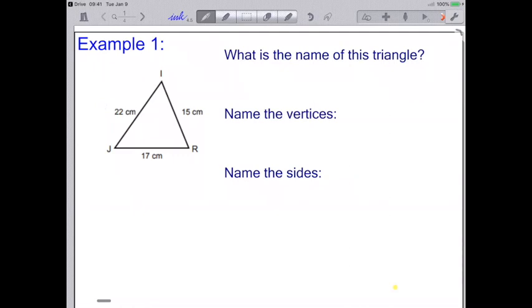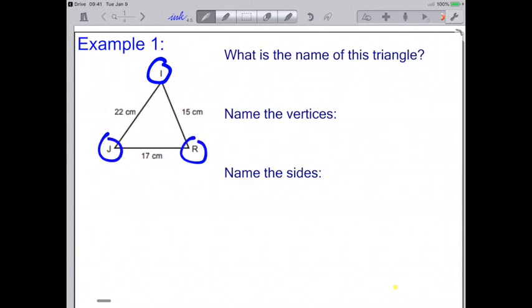Hello everybody. Today we're going to talk about naming parts of triangles and identifying included angles and included sides. So we're going to start off with the first example. And we've got this picture of a triangle. The sides are labeled with lengths, and we've got the vertices labeled I, J, and R. Now the first thing we're going to do is name this triangle.